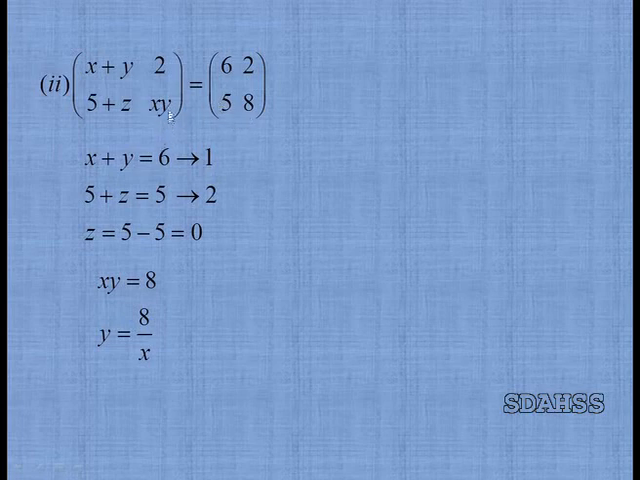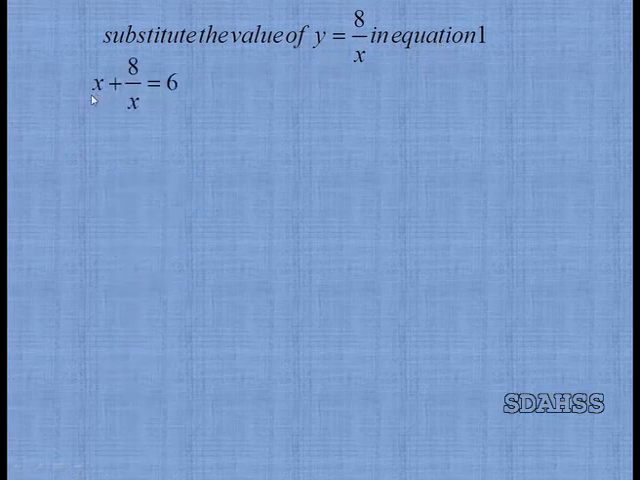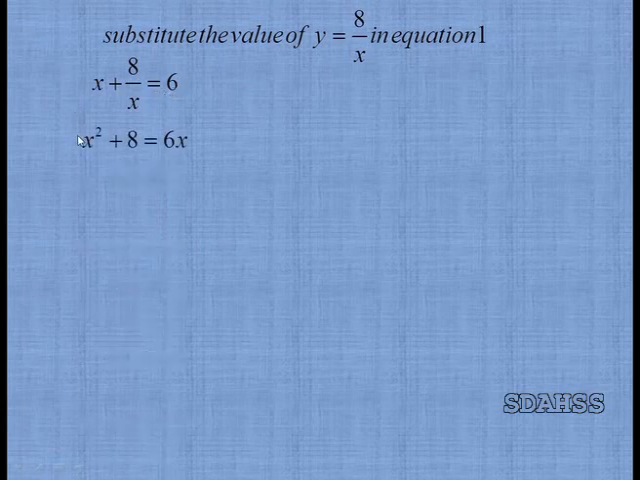So y is equal to 8 by x. Substitute the value y is equal to 8 by x in the first equation. In the place of y, you have to write 8 by x. So you have x plus 8 by x equal to 6. Take LCM. x is the LCM. So x into x is x square plus 8 is equal to 6. Then cross multiply. So this equation becomes x square plus 8 is equal to 6x.